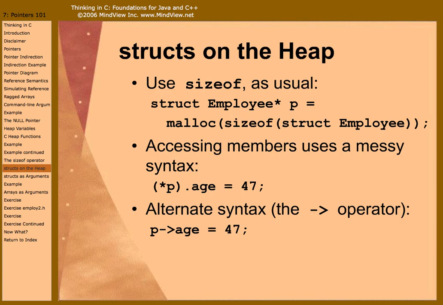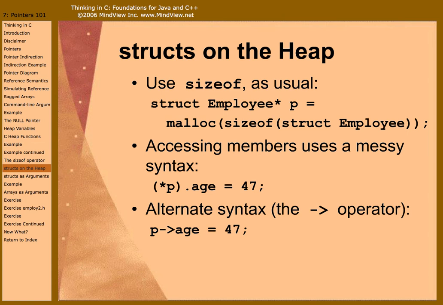From here on out, we're going to be seeing a lot of struct objects on the heap, so we need to talk about that. It's not terribly unusual, though. In order to allocate an object on the heap of a struct type, you just use sizeof, as I showed you in the last example.